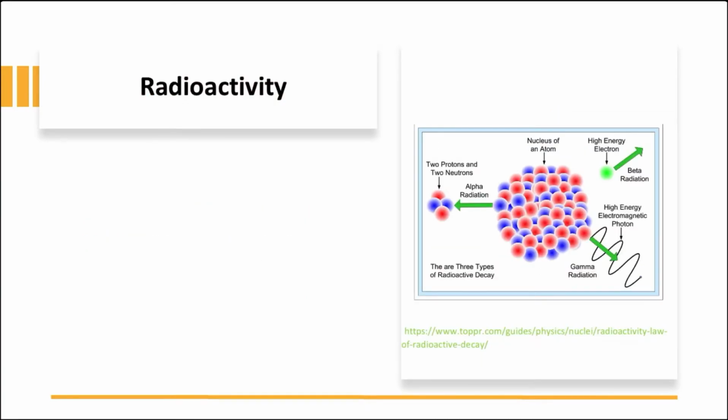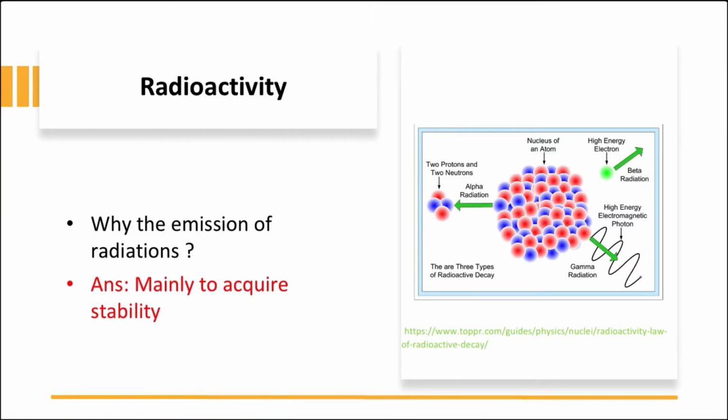So in this slide, the central part in blue and red represents the nucleus of a heavy element, and from there alpha radiations can be emitted, or beta radiations can be emitted, or gamma radiations can be emitted. Now why does the nuclei of a heavy element emit this kind of radiation? Or in short, why is there a phenomenon of radioactivity in the nuclei of a heavy element? So we are going to see why there is emission of radiation. The basic answer to this is that the radiations are emitted mainly to acquire stability.